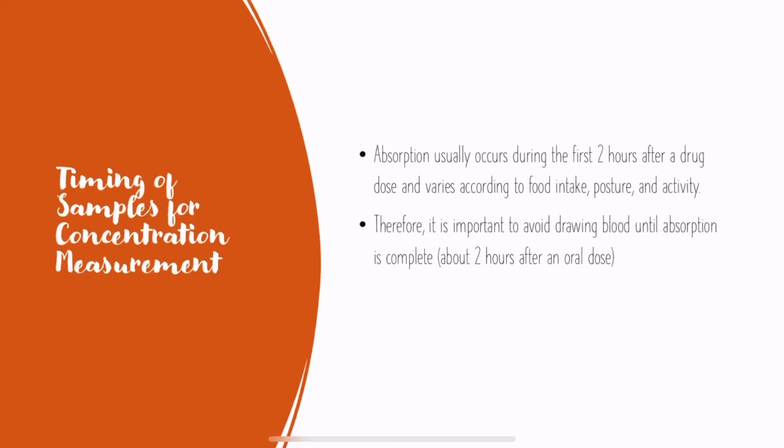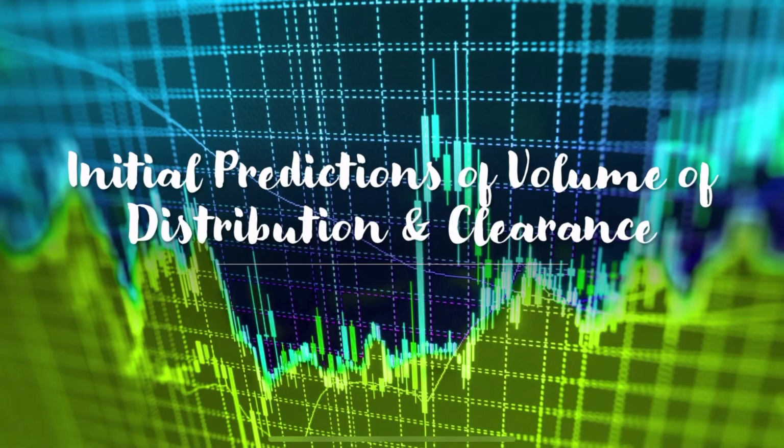So, timing of samples or concentration measurement. Absorption usually occurs during the first 2 hours after a drug dose and varies according to food intake, posture, and activity. Therefore, it is important to avoid drawing blood until absorption is complete, about 2 hours after an oral dose. So, initial predictions of volume of distribution and clearance.